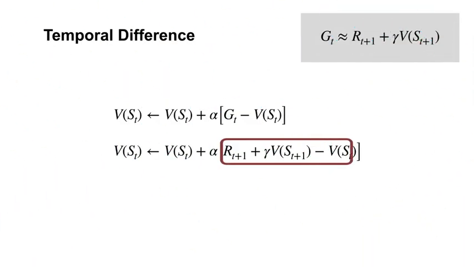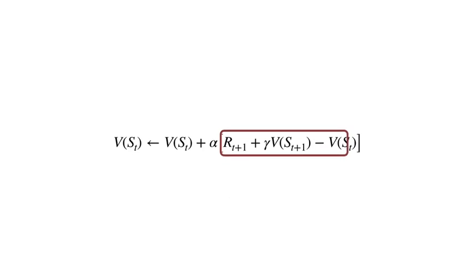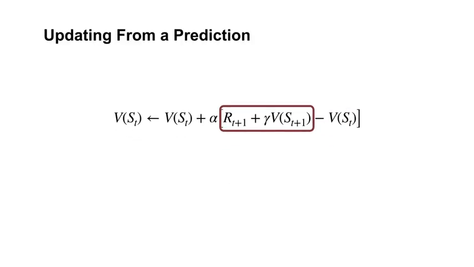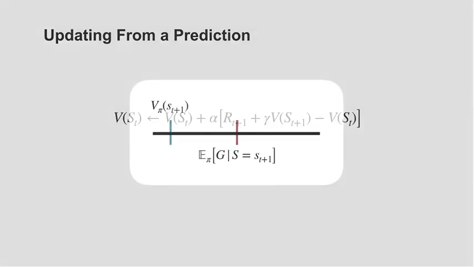The terms inside the brackets resemble an error, which we call the TD error. We will often see the TD error denoted by delta t. The target of our update might seem a little strange at first. TD updates the value of one state towards its own estimate of the value in the next state. As the estimated value for the next state improves, so does our target.